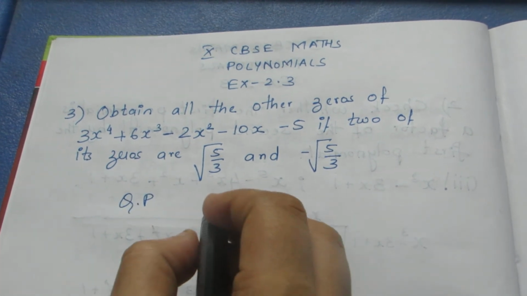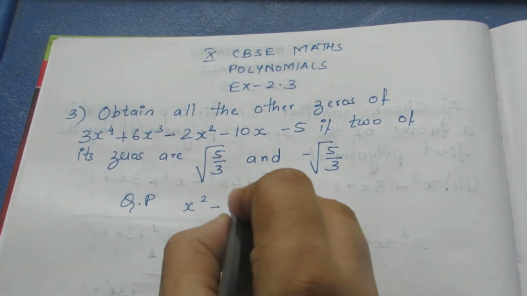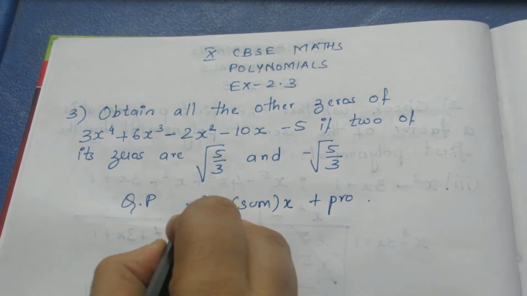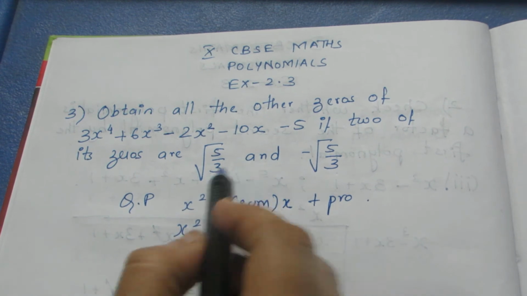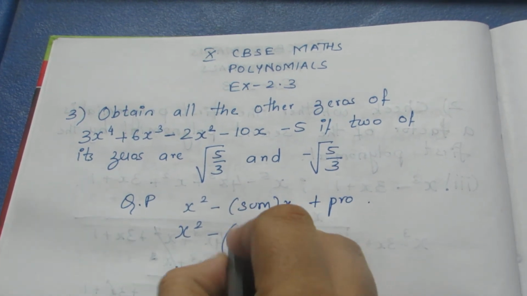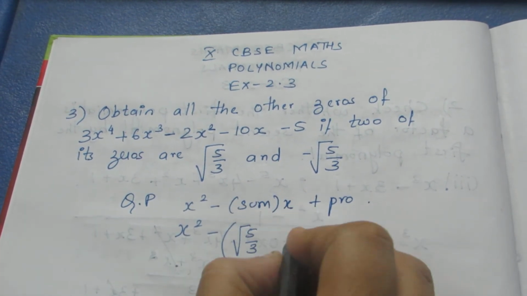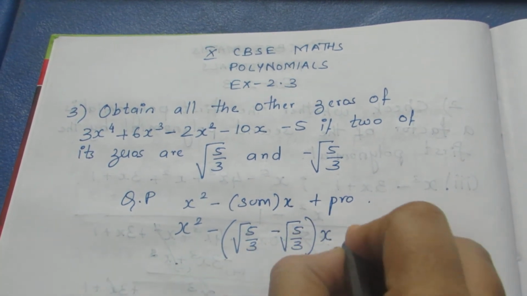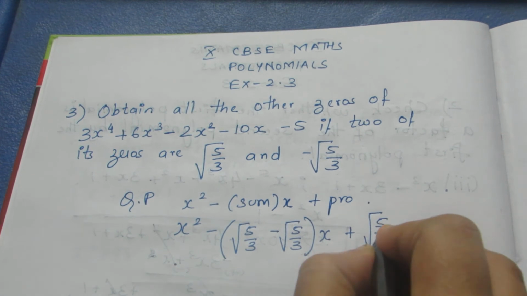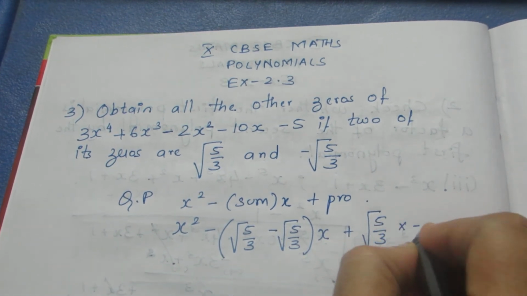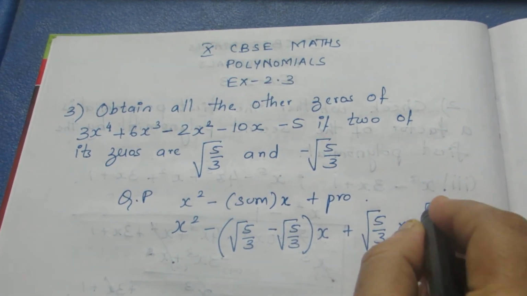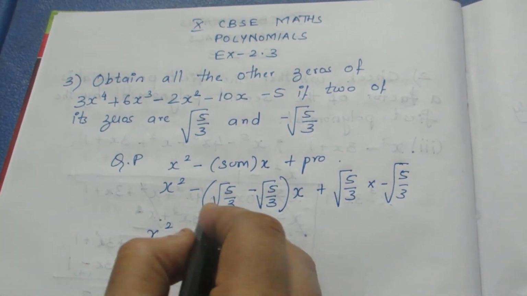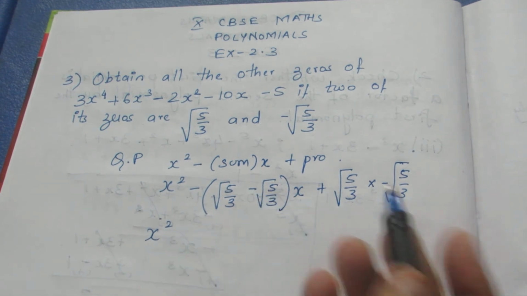The general form of the quadratic polynomial is x square minus sum into x plus product. Here, x square minus the sum: you need to add these 2, so I'm writing it in the bracket with the same sign, into x, plus the product, which is the multiplication of these 2. So I am going to solve this. Here it becomes x square. The 2 zeros get cancelled and it becomes 0, so 0 into x you can leave off.